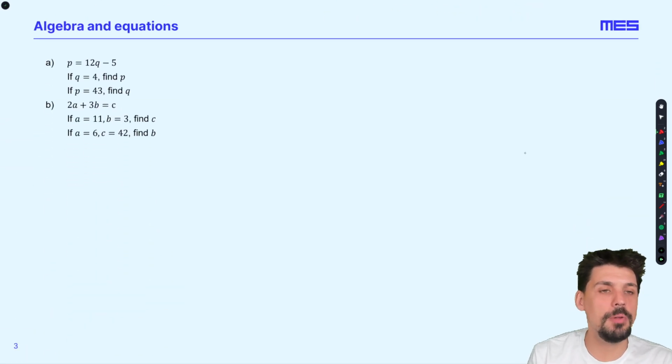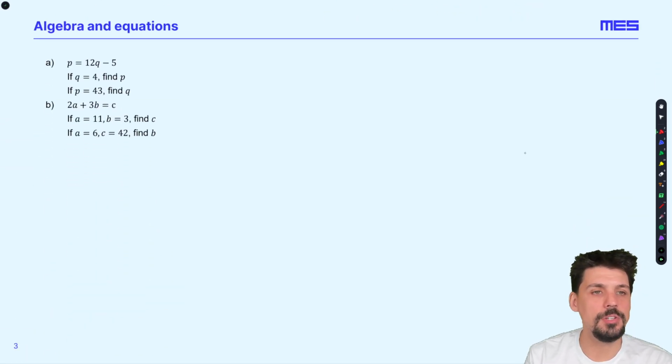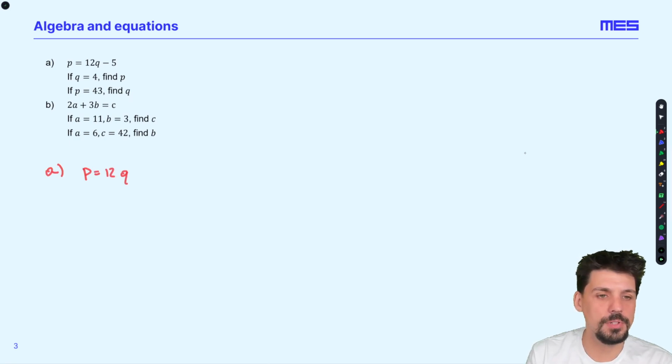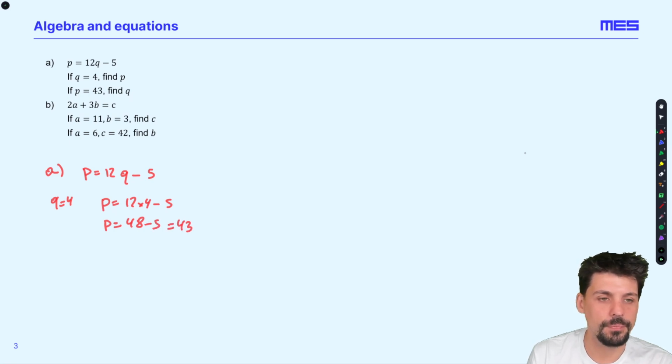Now, you will get problems where you are given a formula and you are expected to find the missing bit given some values. So here, p is 12q minus 5. Now, if I know that q is 4, find p. Well, if I know that q is 4, the equation becomes p is 12 times 4 minus 5, which is nice and easy. That is 48 minus 5, which is 43.